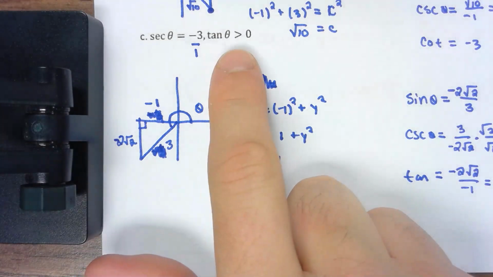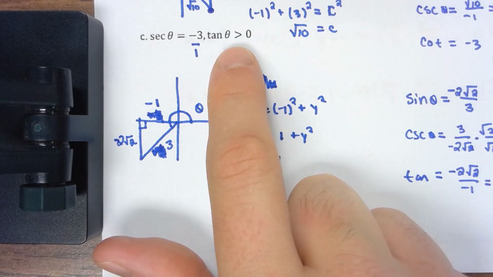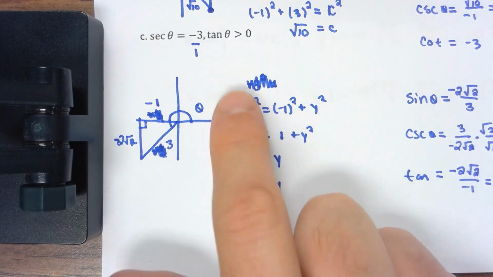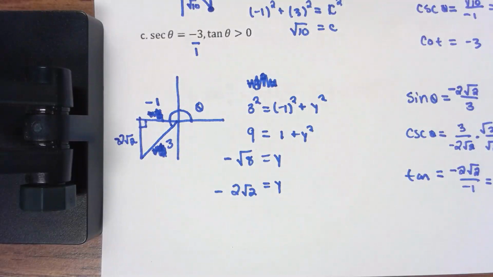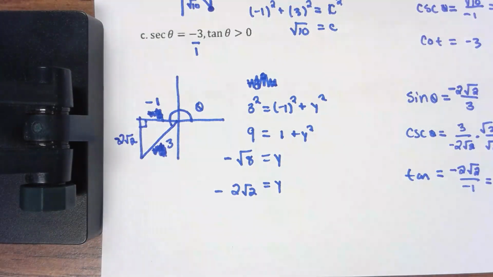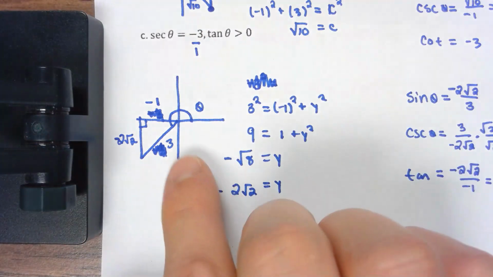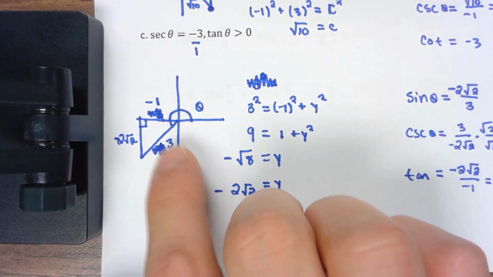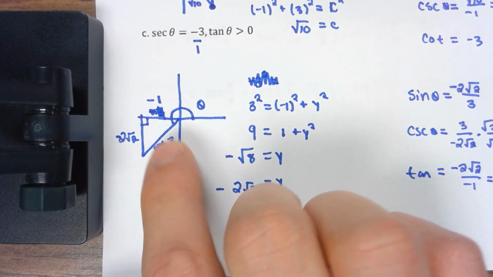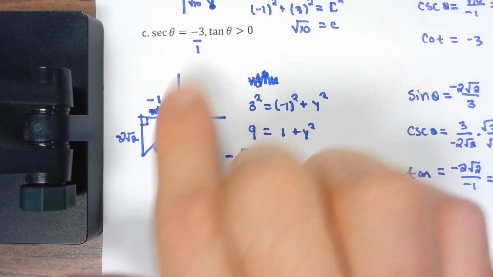Well, tangent of theta is greater than 0. So we are in a quadrant where tangent is positive, that being quadrants 1 and 3. Because secant is negative, we have to be in quadrant 3. And so with this being hypotenuse over adjacent, again, the hypotenuse will always be positive. So that 3 makes the hypotenuse positive. The adjacent side is the negative value, which is -1.